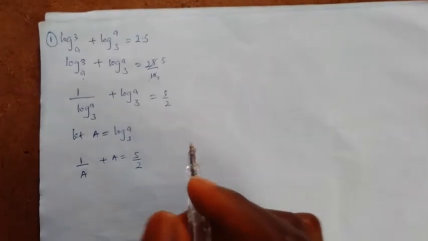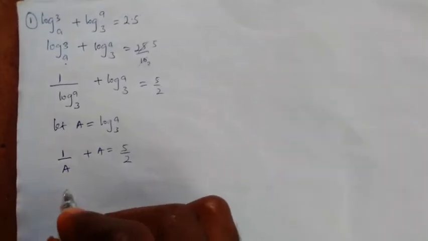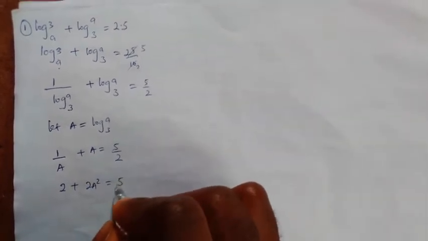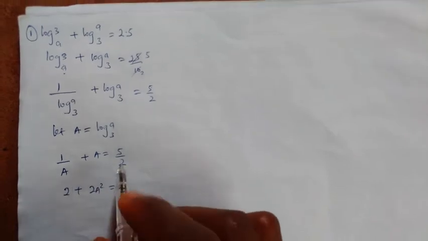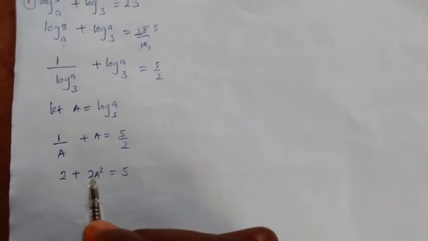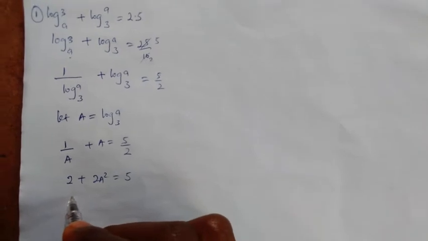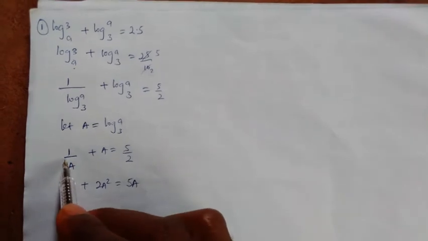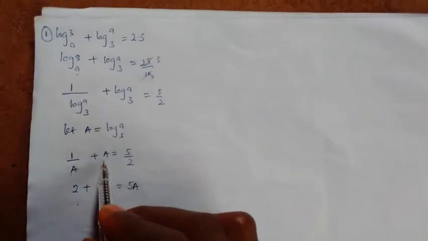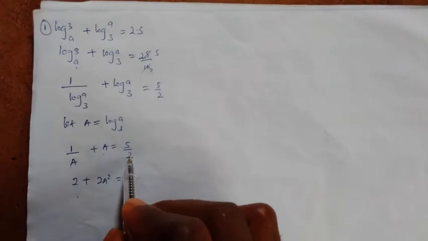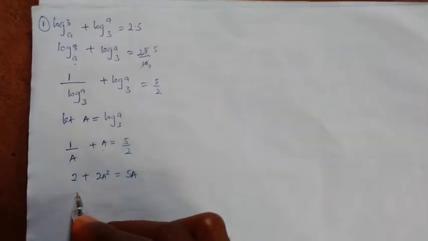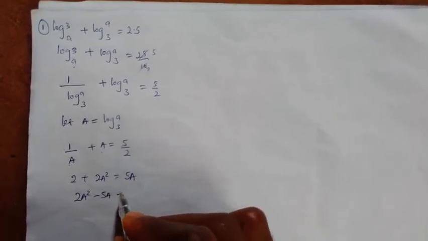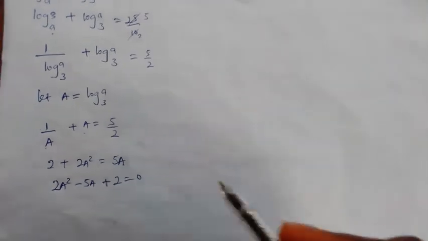Multiplying everything by 2A, what are we going to have? This becomes 2 plus 2A squared equals 5A. I multiplied everything by 2A to clear the LCM. 2A times 1 over A, A cancels A, gives 2. 2A times A is 2A squared. 2A times 5 over 2 is 5A. So I now have 2A squared minus 5A plus 2 equals 0.